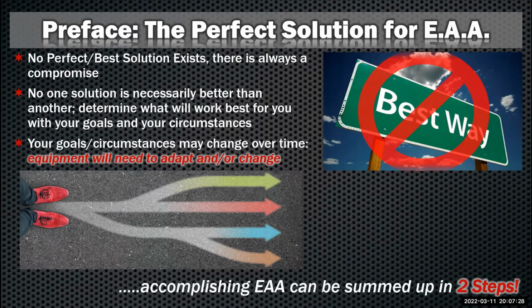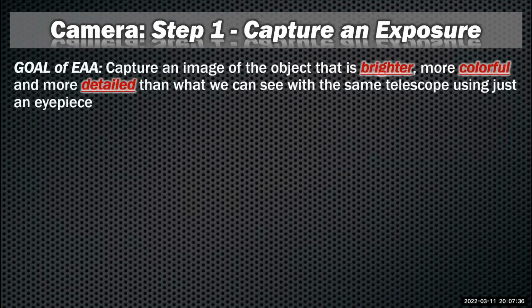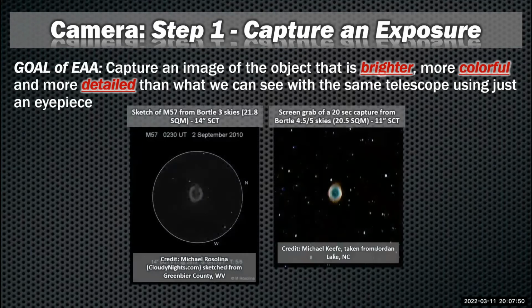But accomplishing EAA can be summed up in two pretty simple steps. And the first is to capture an exposure. So again, the goal of EAA is to get that view of that object that's going to be brighter and more colorful and more detailed than what we can see through that same telescope just using an eyepiece. So again, if we think back to the example shared earlier of the Ring Nebula, we want color, and you can see more detail. And by the way, this is a picture using one of those standard, kind of low resolution CCD cameras.